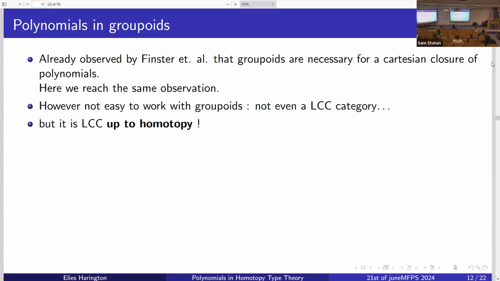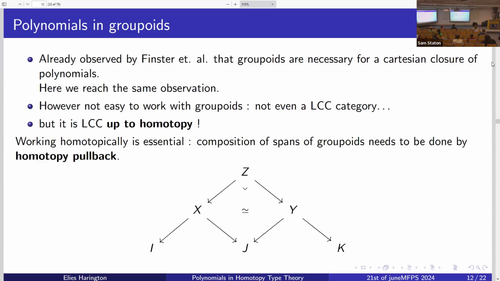So if we consider the bicategory of groupoids, we see that it is a locally Cartesian closed bicategory. So groupoids form a locally Cartesian closed thing up to homotopy. And this is really essential because when we take the pullback constructions, for instance, to compose spans in groupoids, or the more complicated stuff we do when we compose polynomial diagrams, we really need to do the pullbacks as homotopy pullbacks or weak pullbacks, pseudo pullbacks for those who like different terminology. So this is not just fancy for nothing.